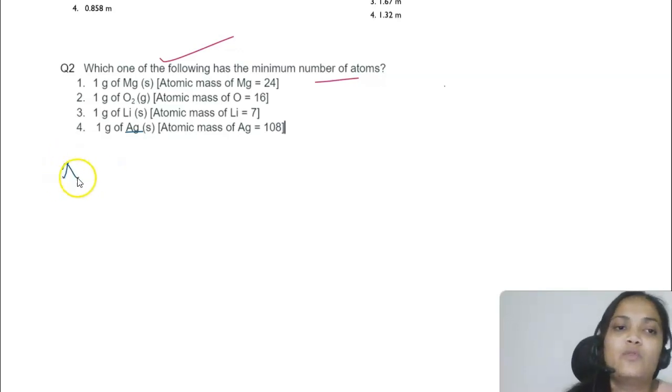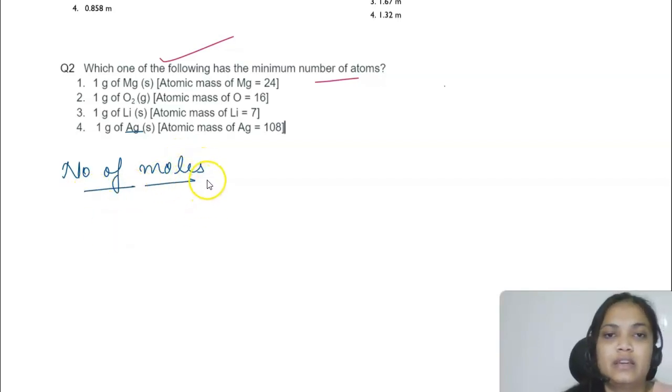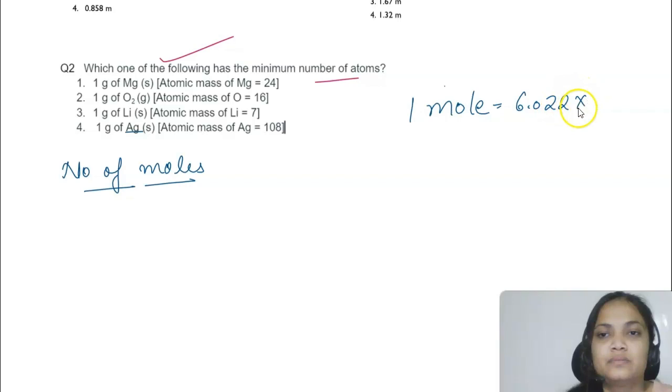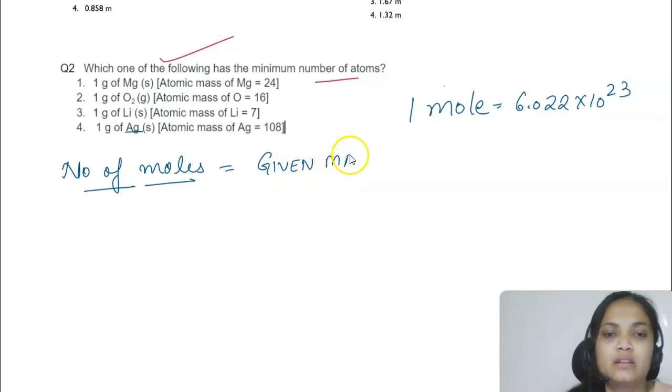So again, what we need to do is find out the number of moles for every case. The one having the minimum number of moles will have the minimum number of atoms, right? This is clear because 1 mole is Avogadro's number of particles. So you know the formula for number of moles. I'm again writing: given mass upon molar mass.